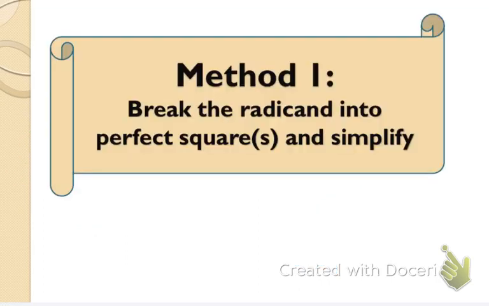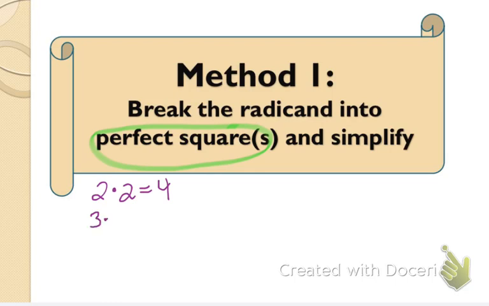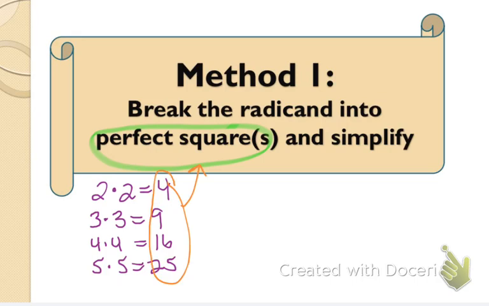Alright, moving on. Method 1. Break the radicand into perfect squares and simplify. Perfect squares. What are perfect squares? Perfect squares are the product of a number multiplied by itself, like 2 times 2, 3 times 3, 4 times 4. This product, 5 times 5, is what we call the perfect square. Of course, the list keeps going.